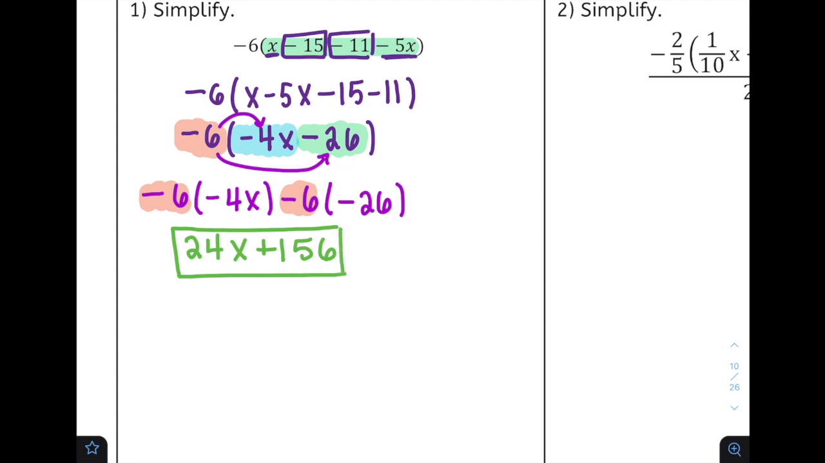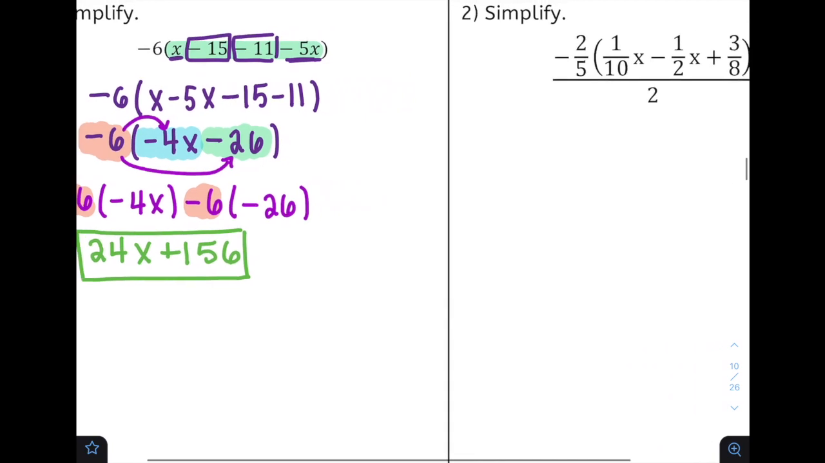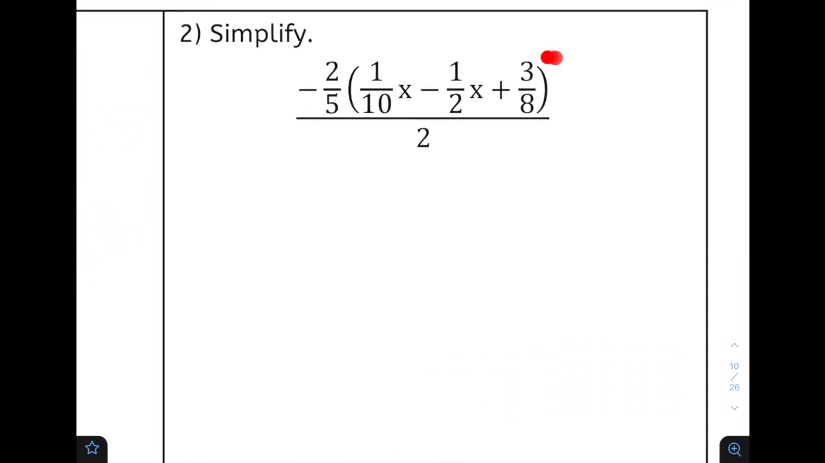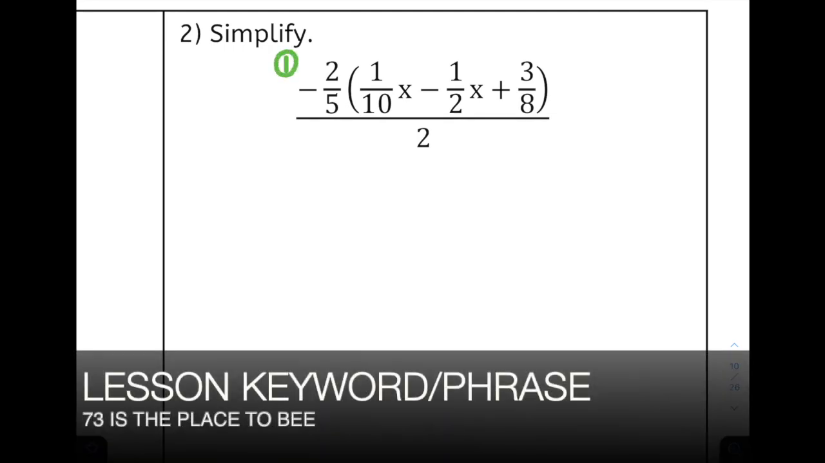Okay, let's try the second problem. Here we see a complex fraction. We have our fraction in our numerator, so we want to make sure we're following those steps, and then we're going to divide. So the first step is to simplify. The second step is then to simplify the denominator if we have to, and then we're going to divide and simplify.